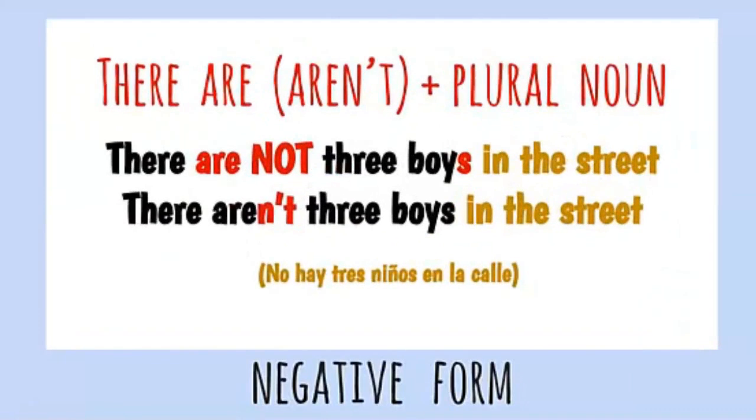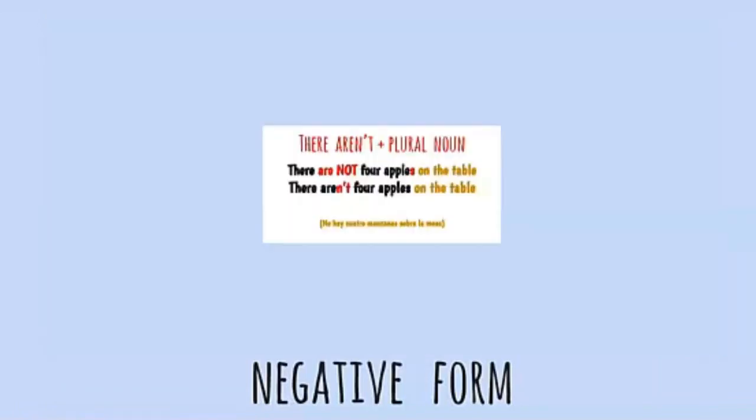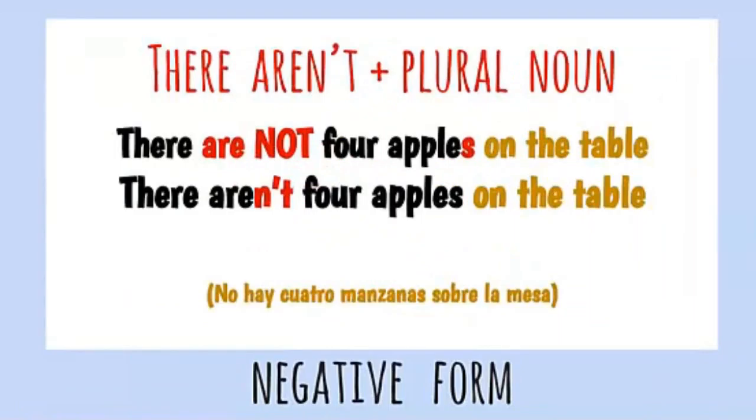On the other hand, this would be the structure in case we use a plural noun. There aren't plus plural noun, as in these examples. There aren't 3 boys in the street. There aren't 2 chairs in the bedroom. Or, there aren't 4 apples on the table.